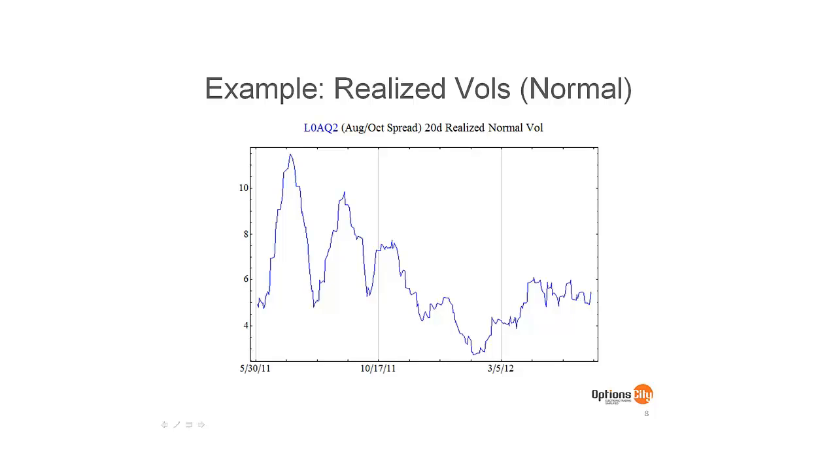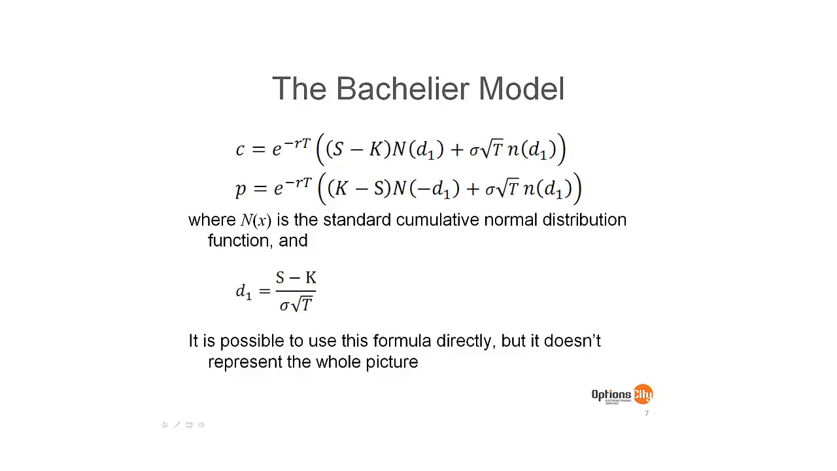Not to get too pitchy for Option City, but within our suite of options pricing models, if you are Option City customers, we have the normal low boundary modeling, which is most similar to the Bachelier, if that's pronounced correctly.